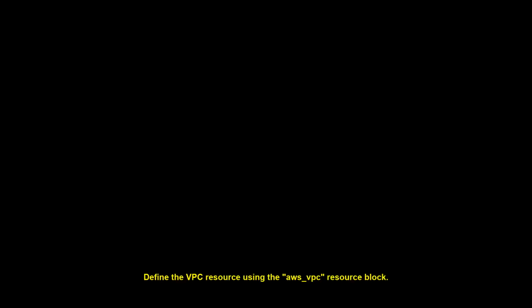Define the VPC resource using the aws_vpc resource block. Make sure to include the CIDR block for the VPC. Add output variables to the VPC module for reusability. Define outputs like VPC_ID and VPC_cidr.